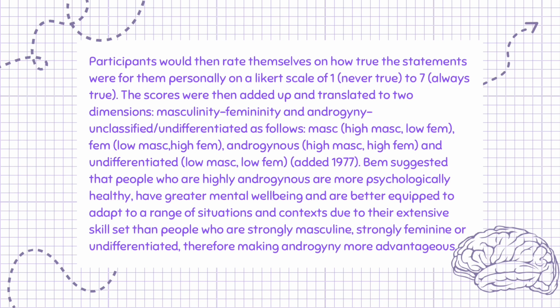The scores were then added up and translated to 2 dimensions: masculinity, femininity, and androgyny, unclassified or undifferentiated, as follows: masculine, high masculine, low feminine; feminine, low masculine, high feminine; androgynous, high masculine, high feminine; and undifferentiated, low masculine, low feminine. Added 1977. Bem suggested that people who are highly androgynous are more psychologically healthy, have greater mental well-being, and are better equipped to adapt to a range of situations and contexts due to their extensive skill set than people who are strongly masculine, strongly feminine, or undifferentiated, therefore making androgyny more advantageous.